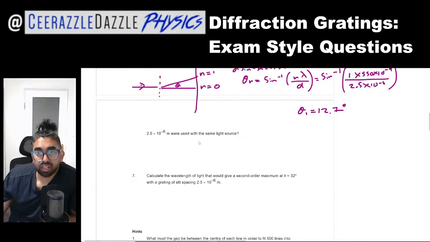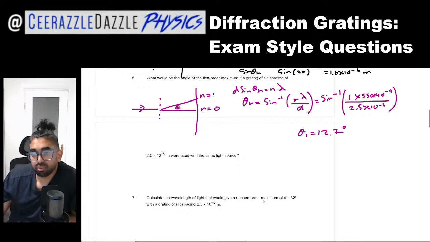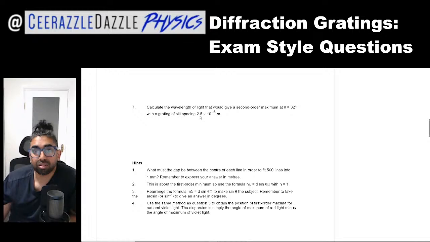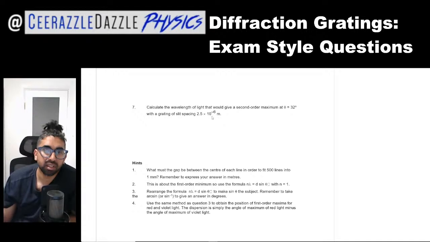Calculate the wavelength of light that would give a second order maximum of theta is equal to 32 degrees, with a grating of slit spacing 2.5 times 10 to the minus 6 meters.